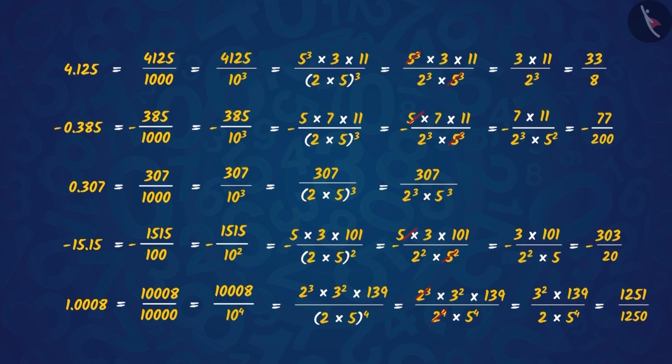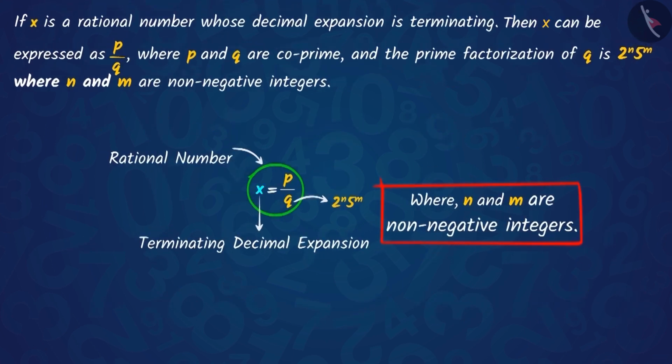Based on this, we can say that if x is a rational number whose decimal expansion is terminating, then x can be expressed as P upon Q, where P and Q are co-prime, and the prime factorization of Q is 2 raised to the power n into 5 raised to the power m, where n and m are non-negative integers.